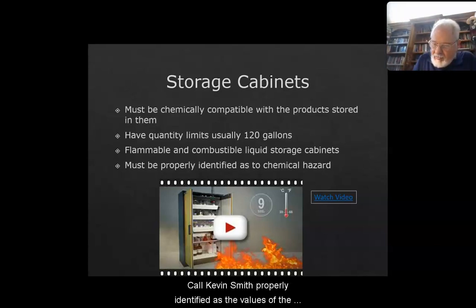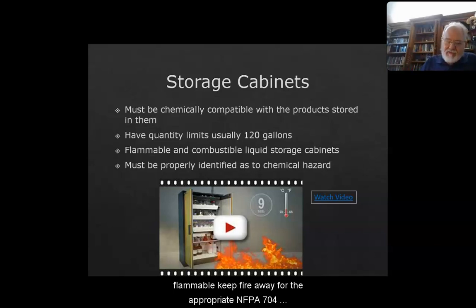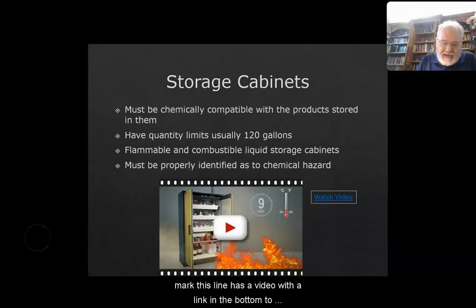All cabinets must be properly identified as to the hazard of the material located in the cabinet with labels such as flammable, keep fire away, or the appropriate NFPA 704 markings. This slide has a video with a link in the bottom to allow you to view the video.